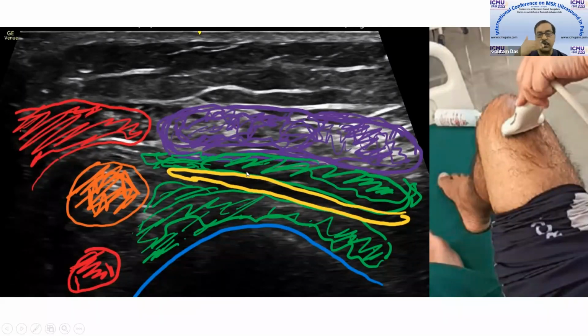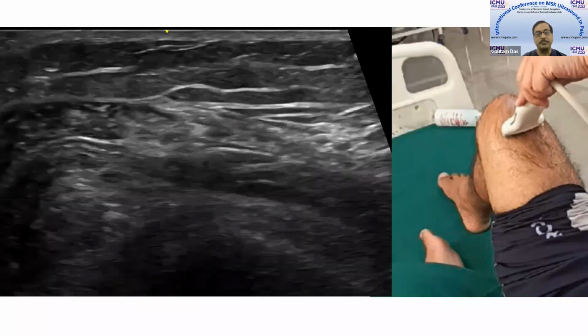So when you put the probe transversely, these are the structures we'll try to identify layer by layer. Here again you can see the quadriceps tendon, then the suprapatellar fat pad, then a thin layer of the recess, then the prefemoral fat pad, then a small layer of the articularis genu muscle. If you come here, this is the vastus lateralis, this is your iliotibial band, and here will be the biceps femoris muscle.